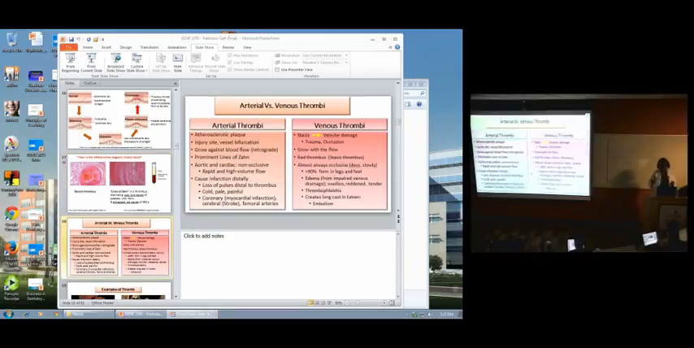So we're going to move on to how you would differentiate between an arterial thrombus that is formed in the artery compared to a thrombus that is formed in the veins.